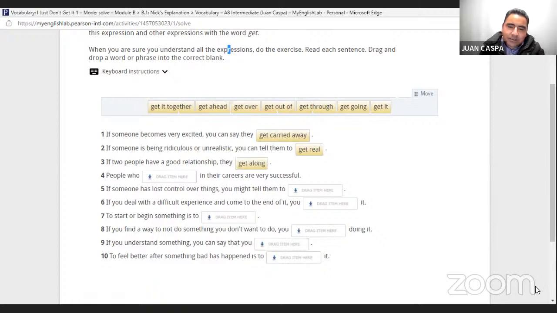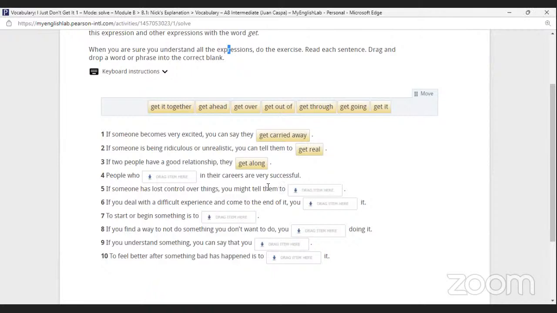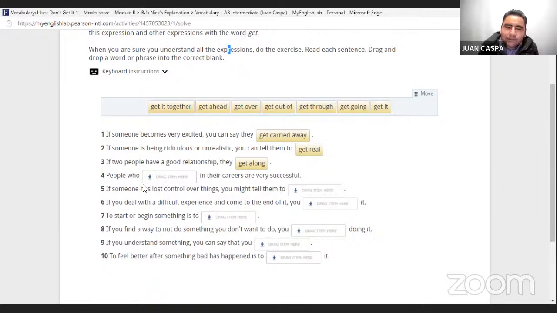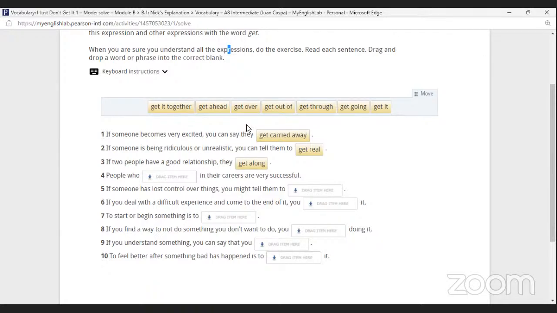Yeah, that's good. And number 4, people who get their careers together are very successful. Sorry? Get it together. Not really. Something similar? Get ahead? Yes, get ahead.